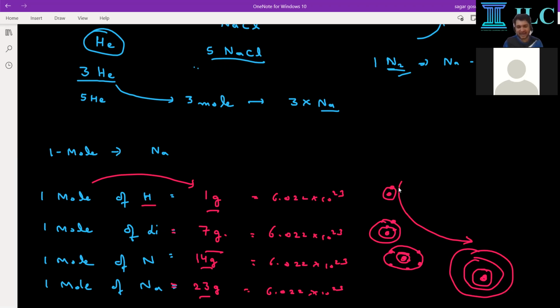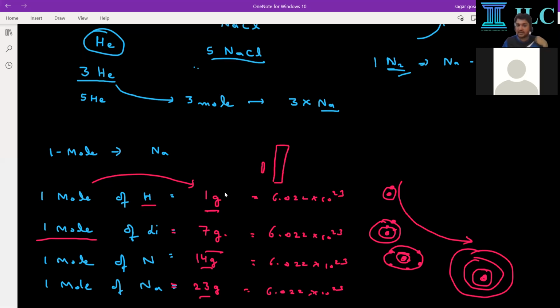So the size is increasing now. If size is increasing, of course weight is also increasing. Very simple. Suppose I am giving you a chocolate, and that chocolate is 1 gram. So a 1 gram chocolate size is very small. But one chocolate of lithium is like this, so that's why it is 7 gram.